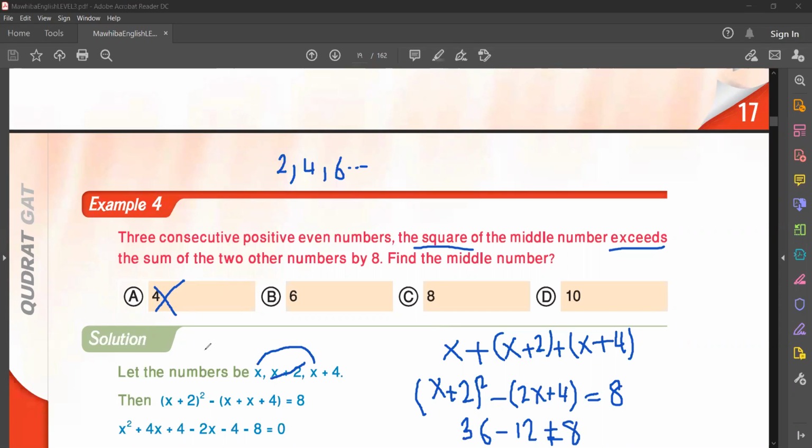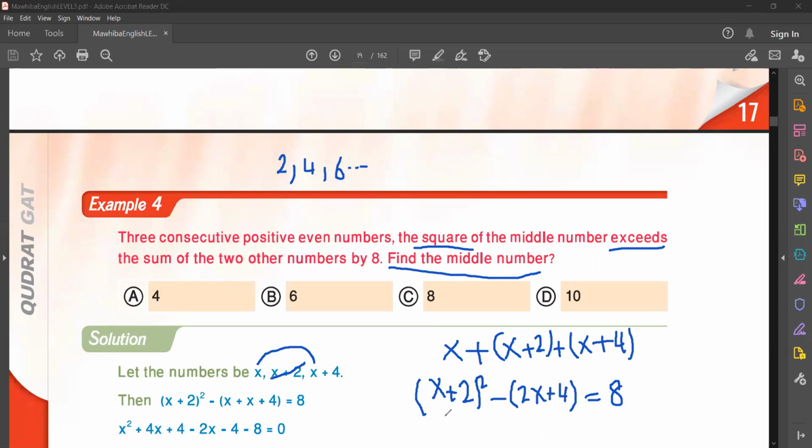Oh, or is it right? Find the middle number. Okay, no. He said find the middle number, not find the x. Sorry, find the middle number. So we solve this problem, because he asked about the middle number. So we solve now this problem.